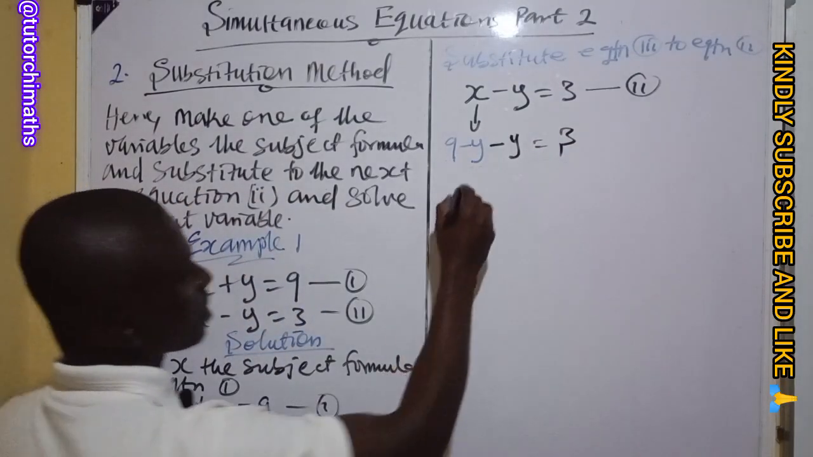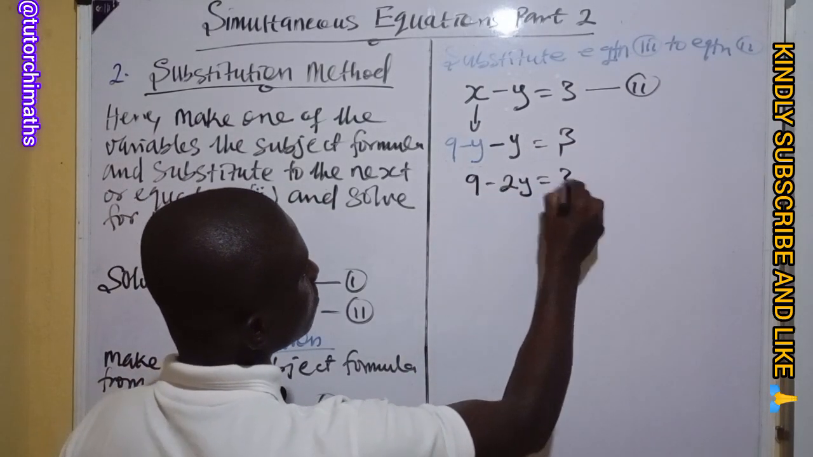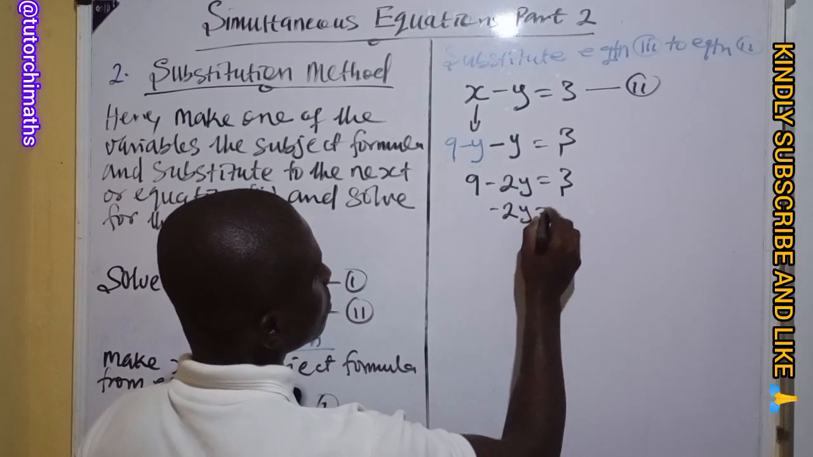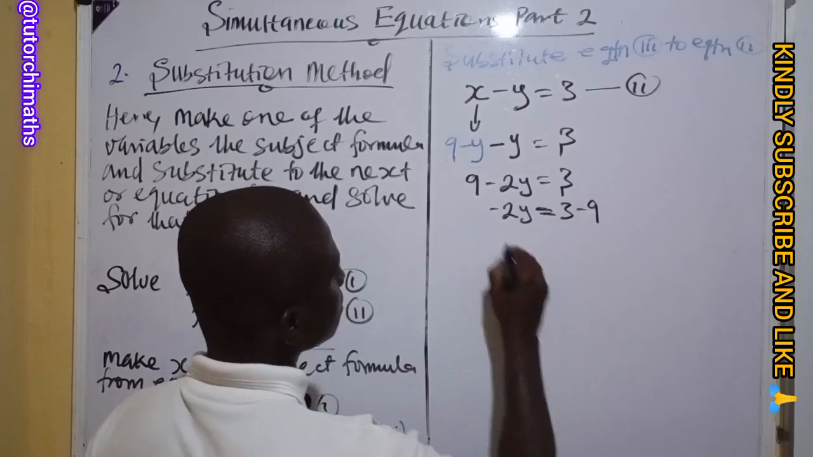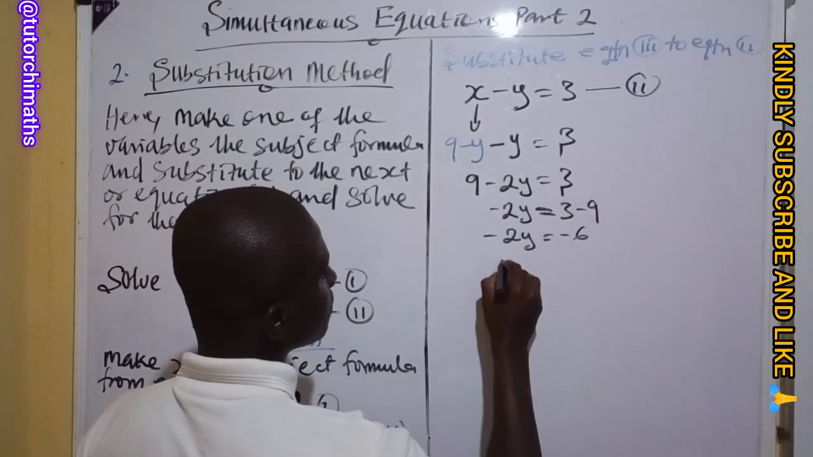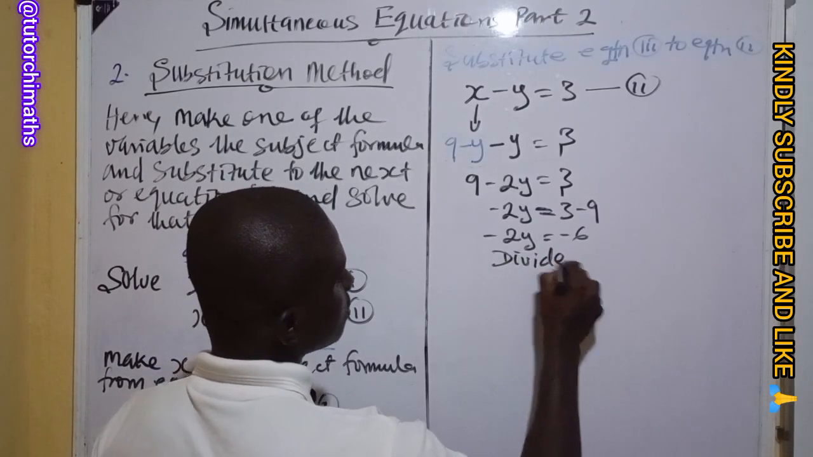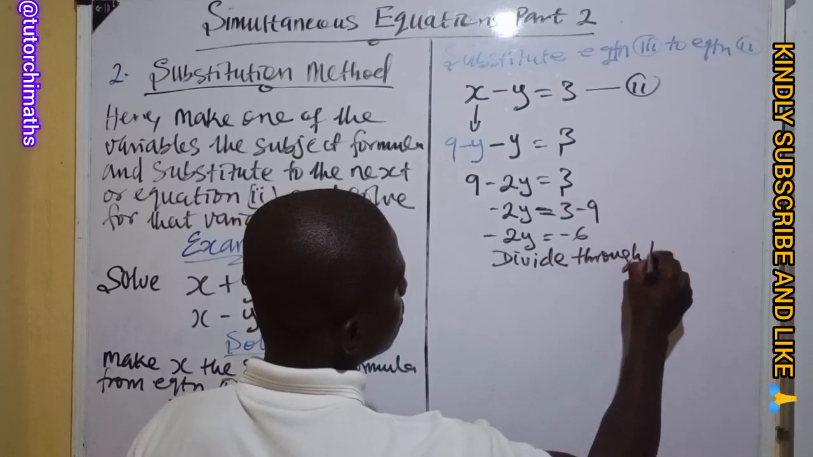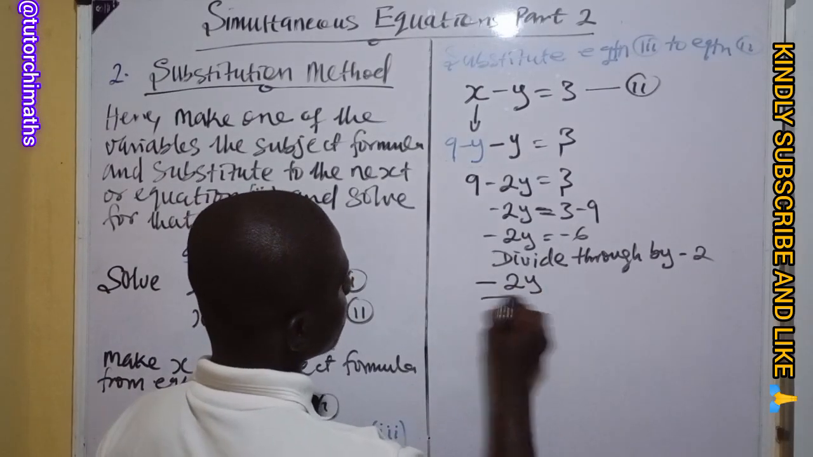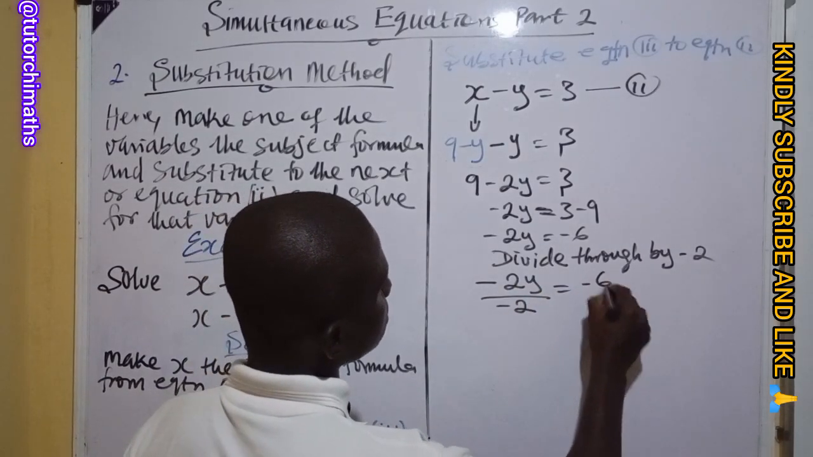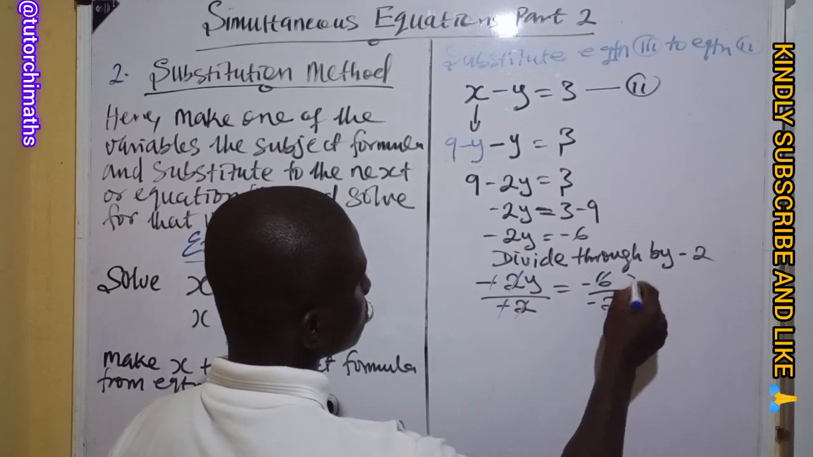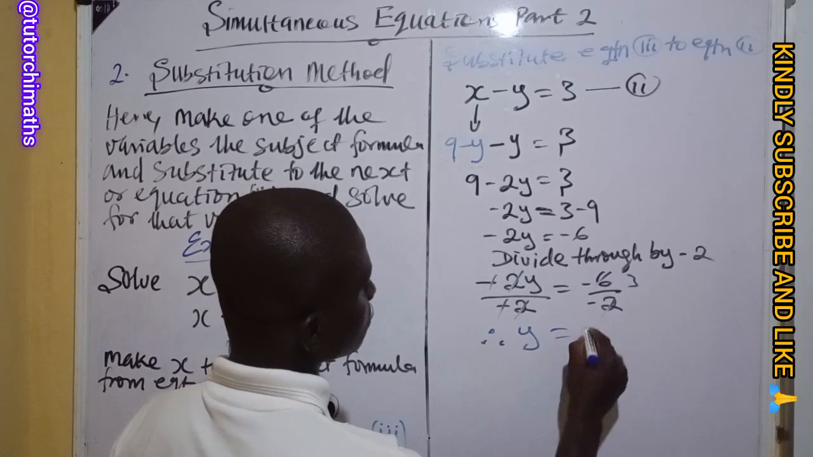So let's simplify. I will have 9 minus 2y is equal to 3. So minus 2y will be 3 minus 9. You have minus 6. So divide through by minus 2, which is the coefficient of y. I can have minus 2y divided by minus 2 is equal to minus 6 divided by minus 2. When this cancels, this will cancel, you have 3. Therefore, y is equal to 3.